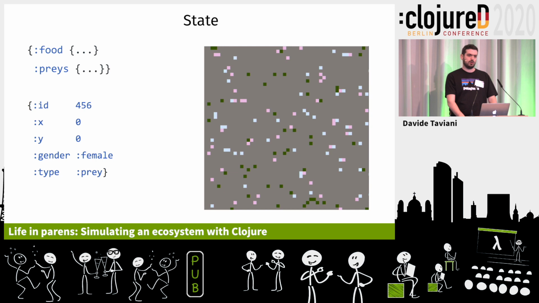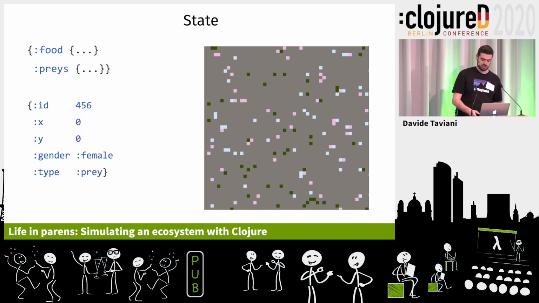Then we start to add our beings, like these are the preys. And the preys look more or less the same, except they have another key, gender. And I chose, very boringly, pink for females and blue for males. But now they are not moving because we haven't talked at all about how we're going to change our state.